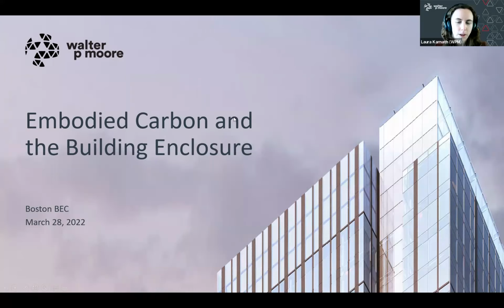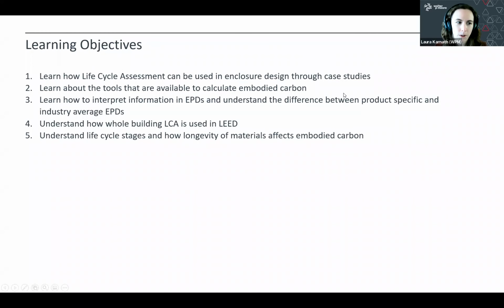Awesome. So I'm going to hopefully build a little bit on the presentation that you guys had last month that introduced all of the alphabet soup of GHGs, GWP, EPDs, LCA. So this presentation is assuming you have somewhat of a baseline knowledge of that stuff and getting a little deeper into how that actually applies to the building enclosure. So I've got a couple of learning objectives that we're going to go through in the presentation, and I will reintroduce some of those concepts from the last presentation briefly, and then really get into it.